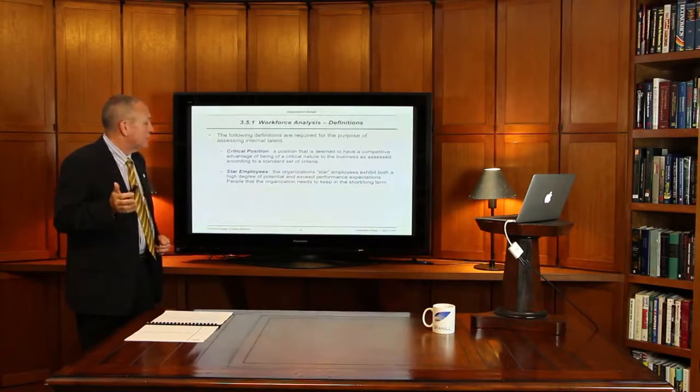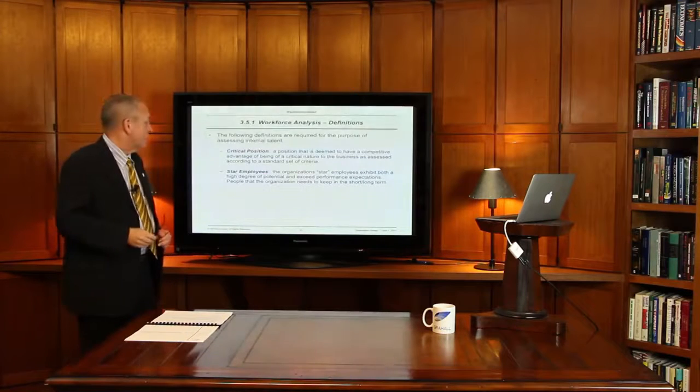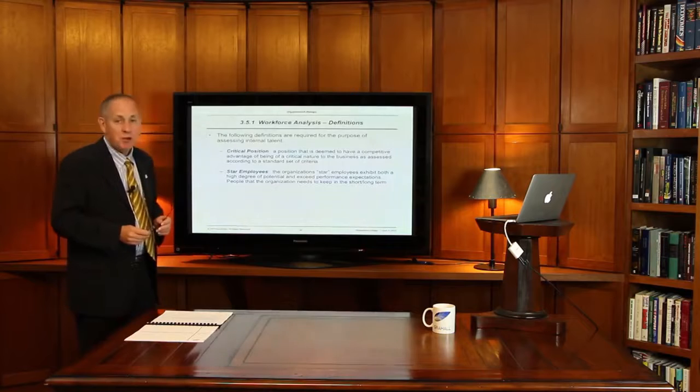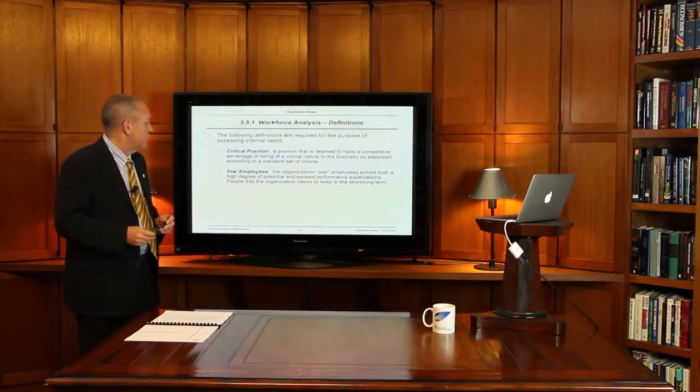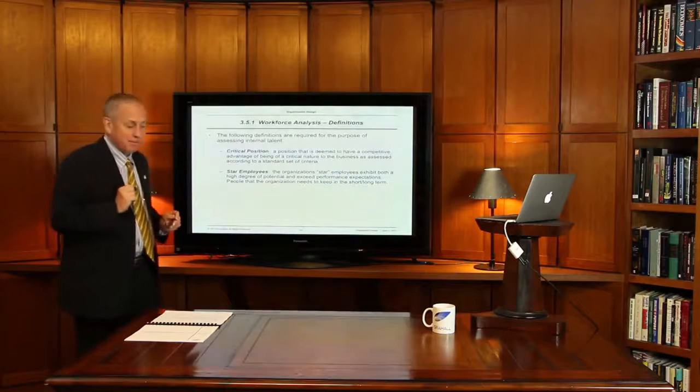A star employee is someone who is a high performer. So we use the word talent, high talent, that kind of thing. A star employee exhibits a high degree of current and potential performance and exceeds your performance expectations. And they basically bring in the value, the productivity, etc., that drives your business. So do you know who your star employees are today in your organization?